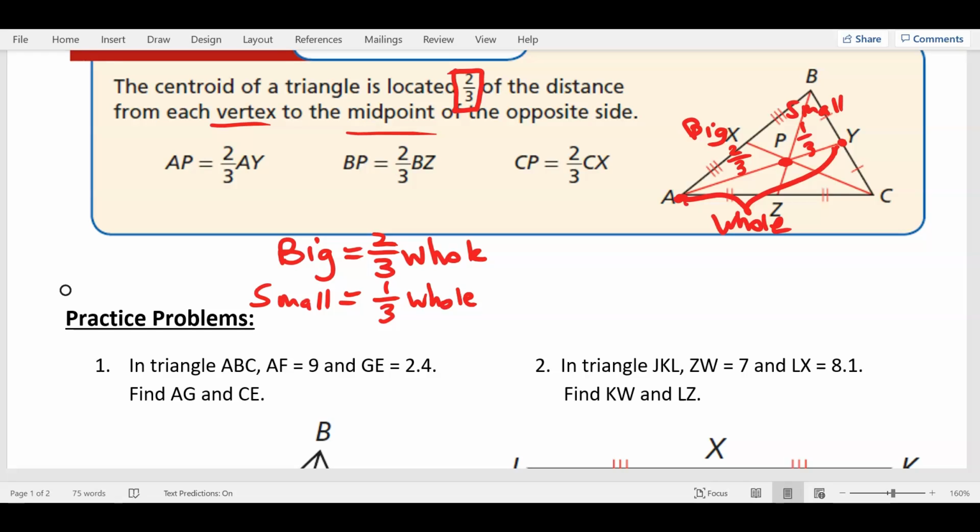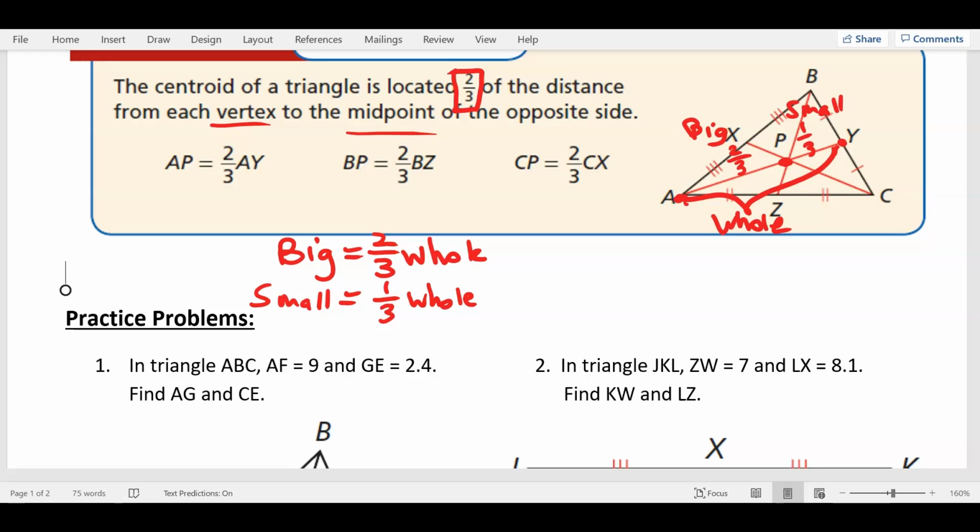That's kind of what we already wrote down. If you know the whole thing, you can figure out the other 2 by using 2/3 for the big, 1/3 for the small, okay? Now, here's where it gets dicier. If you're given the smaller or the bigger one, working backwards to get the whole thing can be a little bit more complicated, okay? Or going between big and small. So let's start with that, okay?